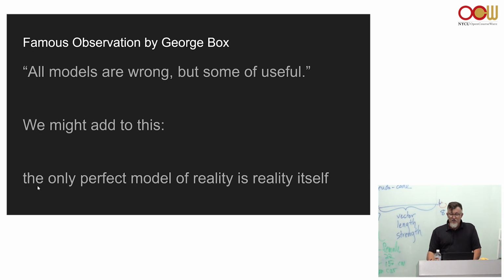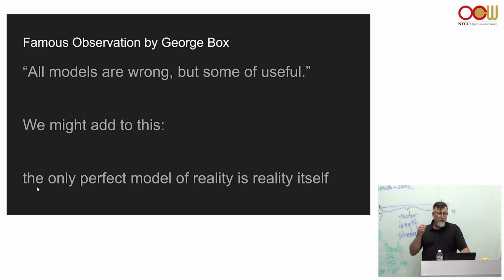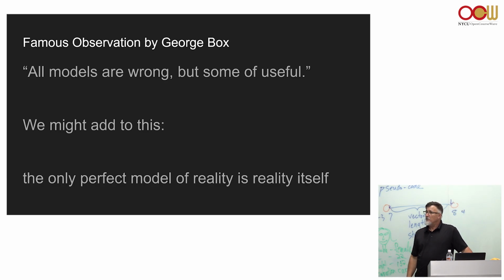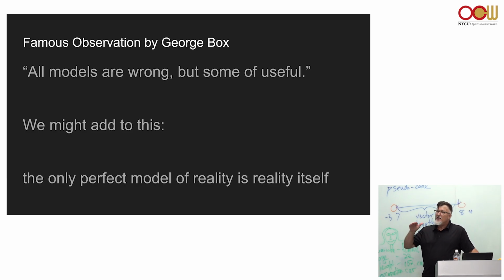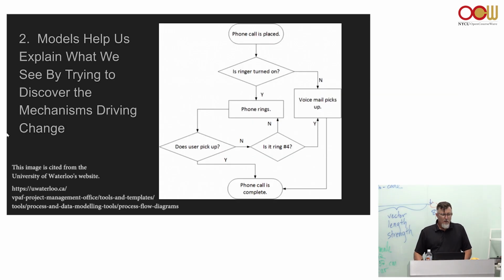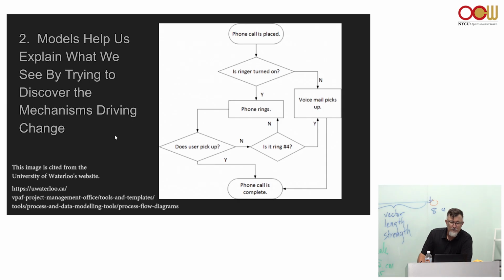And then you might add this other line to it. You know what? The only perfect model of the world is the world itself. Everything other than that already has lost some information and is inadequate to the richness of the world. The trouble with the richness of the world is that you can't interpret it. It's overwhelming. Number two, models help us explain what we see by trying to discover the mechanisms driving change, right?